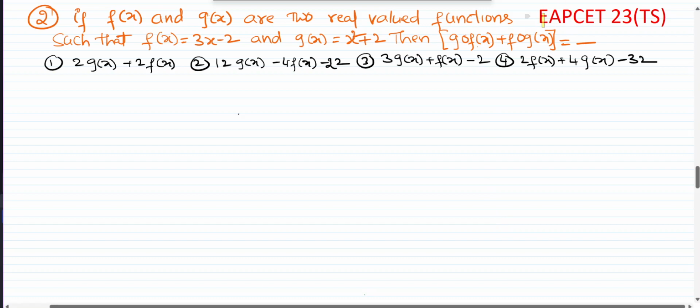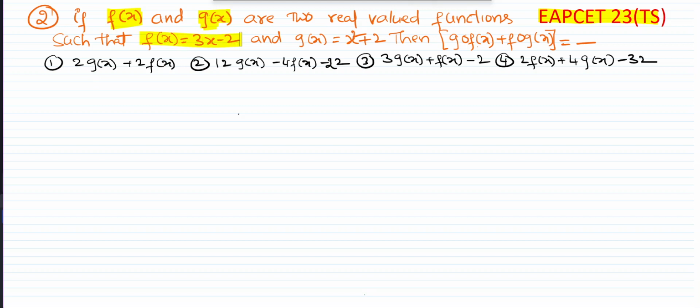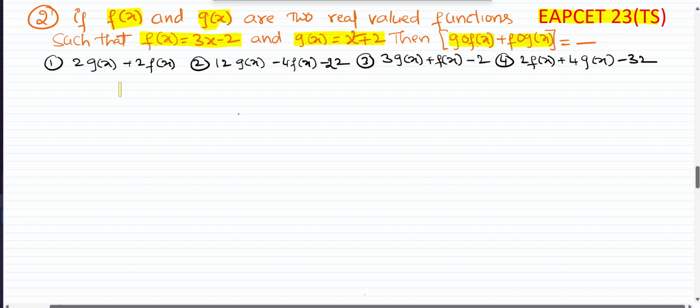This is the second question, EAPCET 23 TS, from functions. Here f of x and g of x are two real valued functions such that f of x is equal to 3x minus 2 and g of x is equal to x square plus 2. Then g circle f of x plus f circle g of x is equal to dash. These are the options. Here we are finding g circle f of x plus f circle g of x.